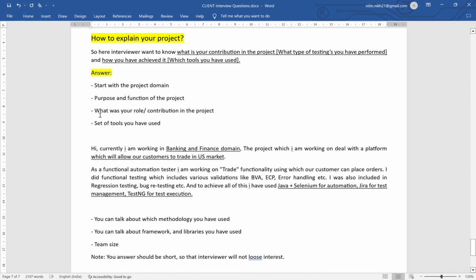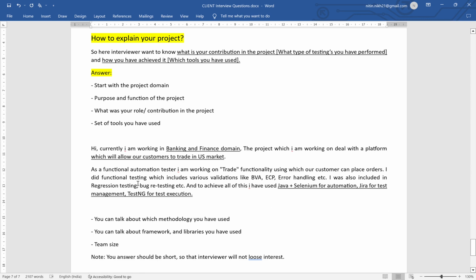Next comes what was your role or contribution in the project and what set of tools you have used. So you can talk like, as a functional automation tester, I'm working on a trade functionality. Here I'm specifically mentioning a particular functionality. You can talk about the module or workflow of your application. So as a functional automation tester, I'm working on a trade functionality using which our customer can place an order.